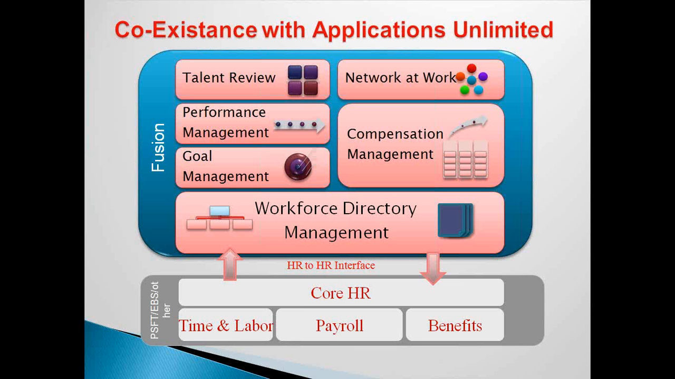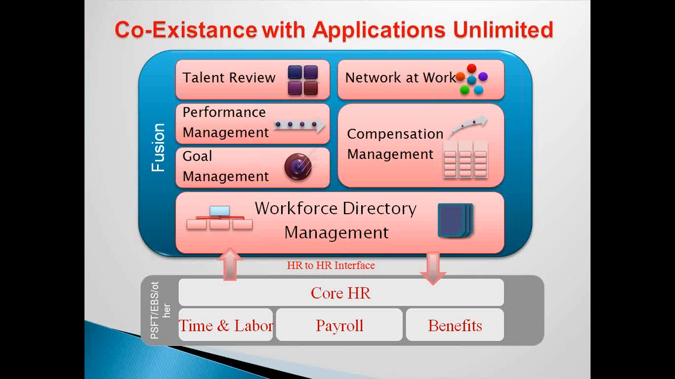If you look at this figure, you can see a particular customer may be having core HR applications of PeopleSoft or E-Business. Along with that, they may be having time and labor, payroll, benefits, etc. But the only thing they don't have right now is compensation management. They don't have performance management or goal management. So instead of implementing those in E-Business or PeopleSoft, now because the cloud solutions are available, they want to try out Fusion performance management or Fusion compensation management. So they can do so.